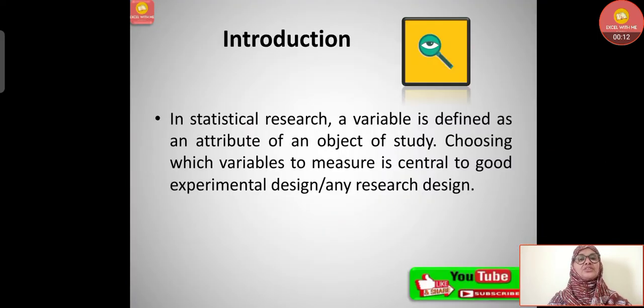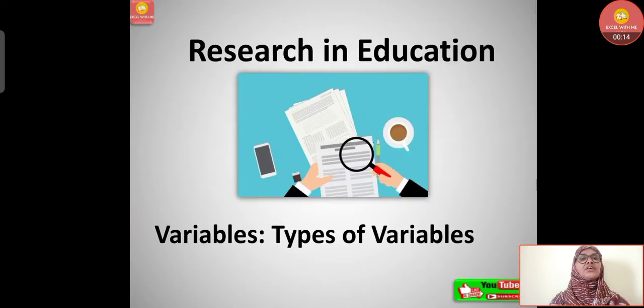Let's start today's class, that is Research in Education, with the subtopic Variables. In the previous class we have understood what is a variable, what is a construct, what is an indicator, what is a concept. We understood in detail. Now we are going to tackle types of variables.